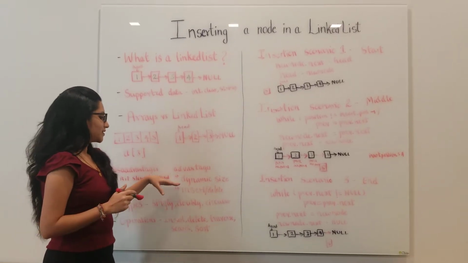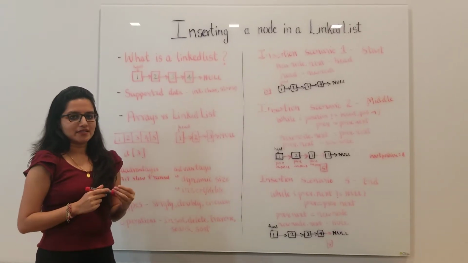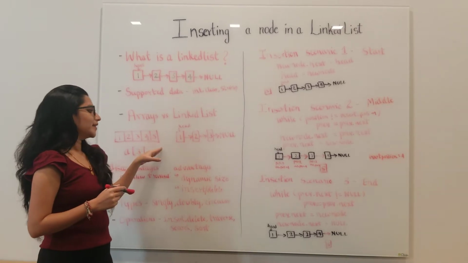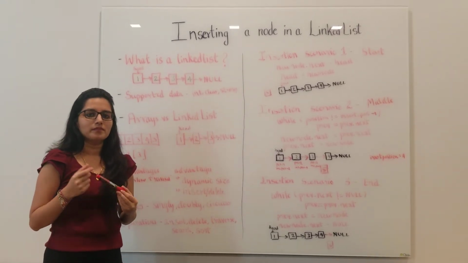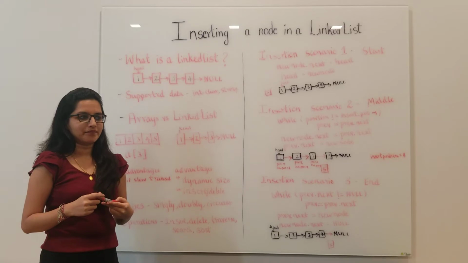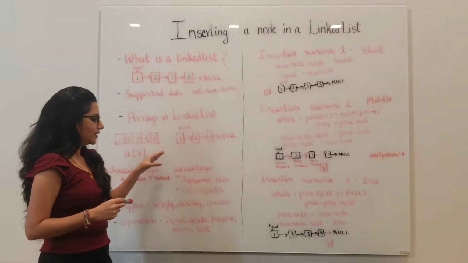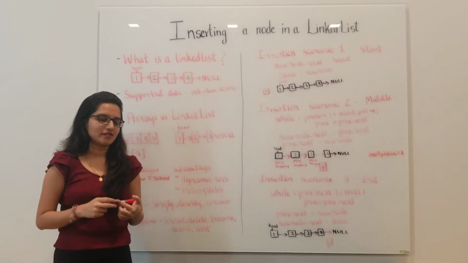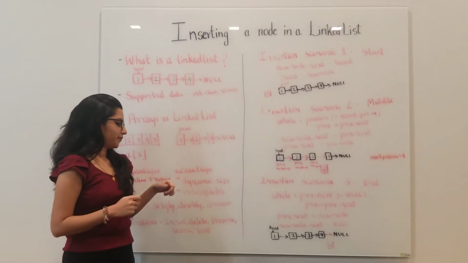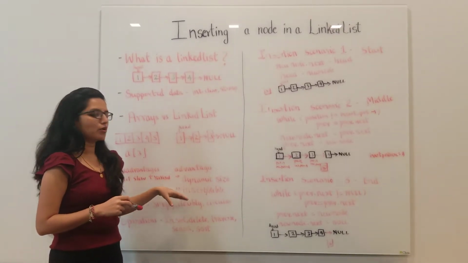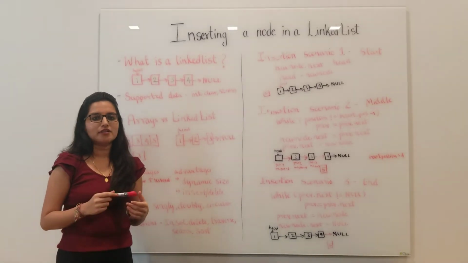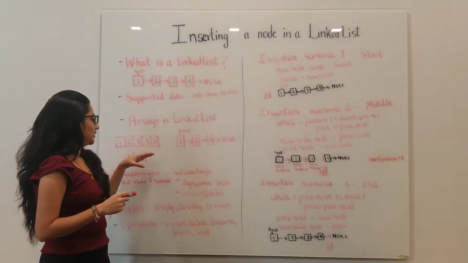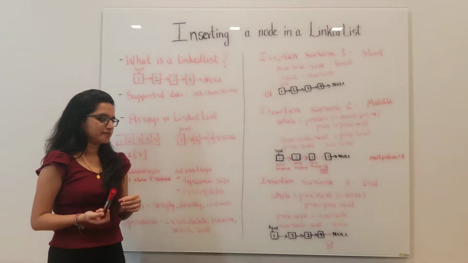The first advantage is linked lists are dynamic in size. When you declare an array, you have to mention the size of the array that you are declaring. So it is fixed size. But in linked list, you just create a linked list and then you keep on adding the elements to the linked list. So it has dynamic size. And insertion and deletion operations of linked list can be done in constant time. But in array, it is a bit complex.